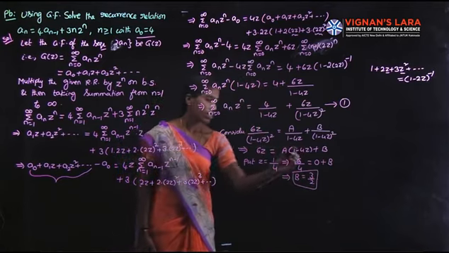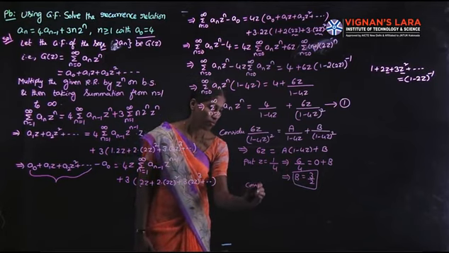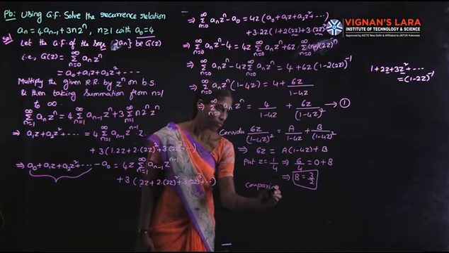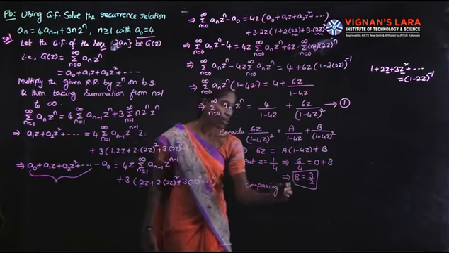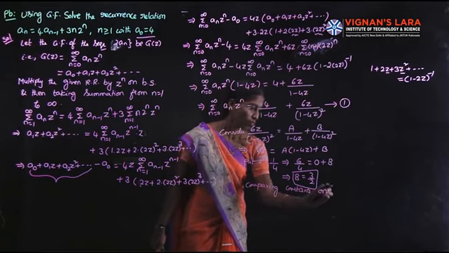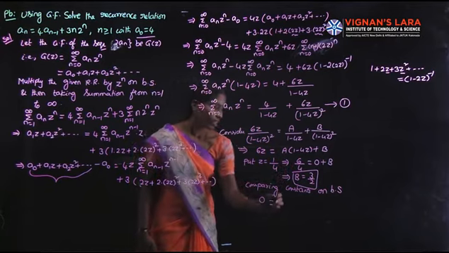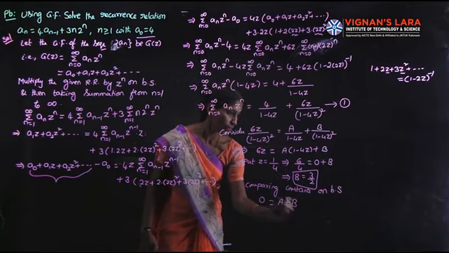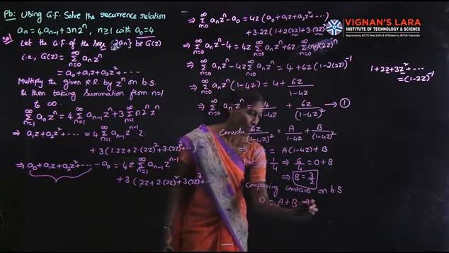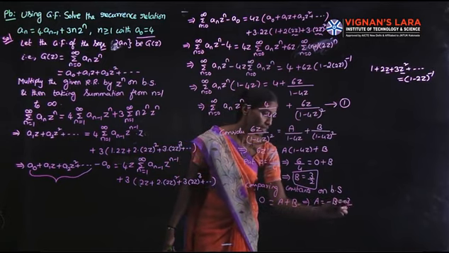Now, next, comparing constants on both sides. Left side no constant, 0. Right side we have constant A plus B. So A value is minus B. It is minus 3 by 2.